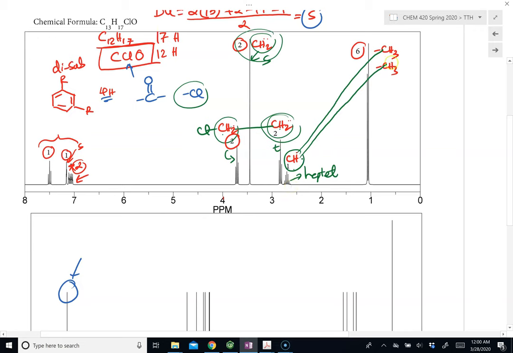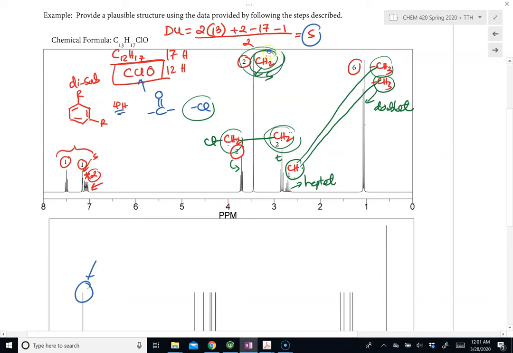And these two methyl groups over here, if they were to be connected to this CH, then they would be split into the doublet that we see in here. So therefore we now know that this CH is connected to both of these CH3. And now that both of these are connected to this CH, they are equivalent. And that's why they give the same signal in here.